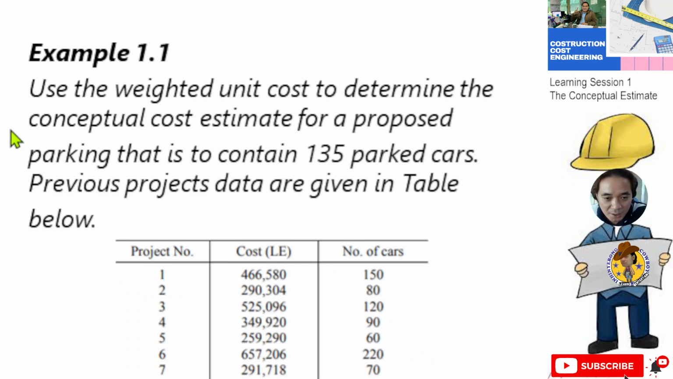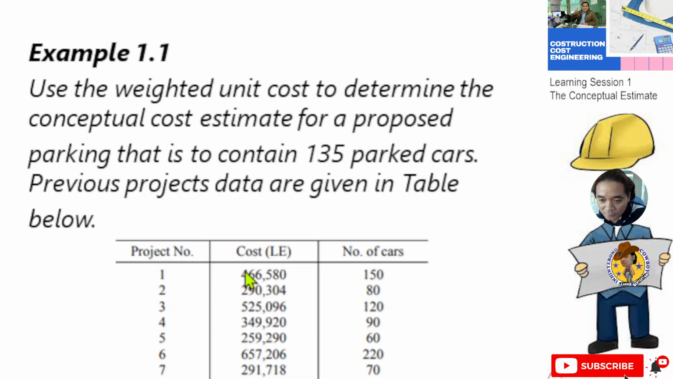Now we are on the example. Use the weighted unit cost to determine the conceptual cost estimate for a proposed parking lot that is to contain 135 parked cars. This is based on their company data. They have had similar projects before, parking lots, and this is their data. We have 8 projects, so this is a big company.